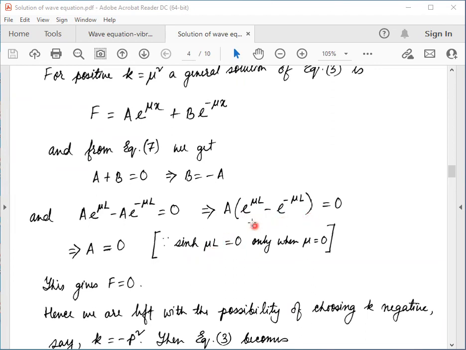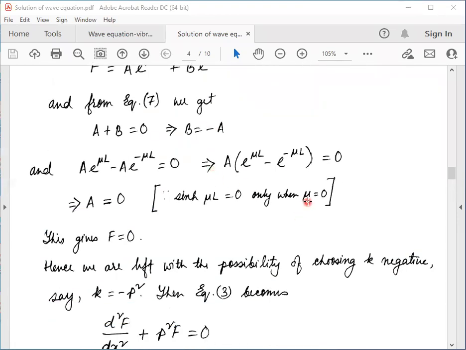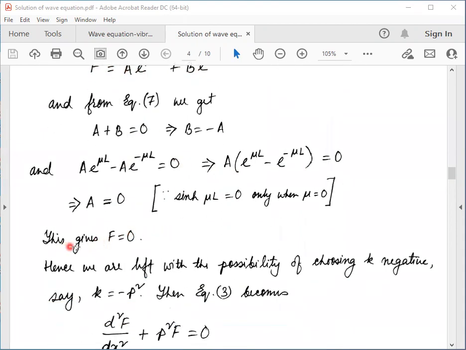And this cannot be 0. This will be 0 only if mu is equal to 0. But since we have taken k equal to mu square and k is a positive number, mu is not 0. That means this term inside the bracket is not 0. That means a should be equal to 0. If a is equal to 0, then both of these terms are 0. Therefore, f is 0. So this gives f equal to 0.